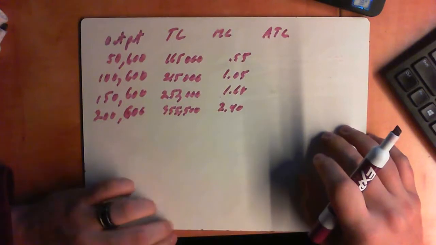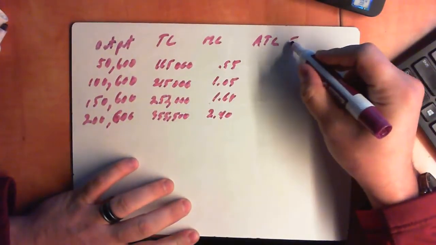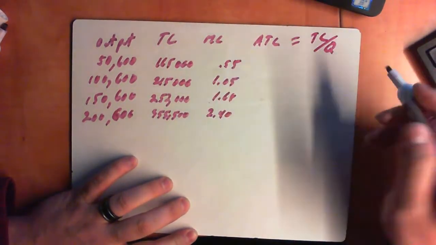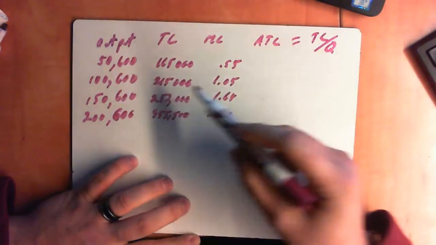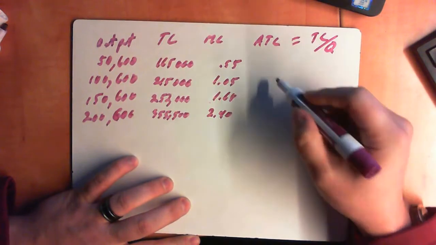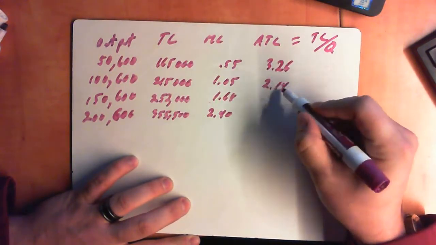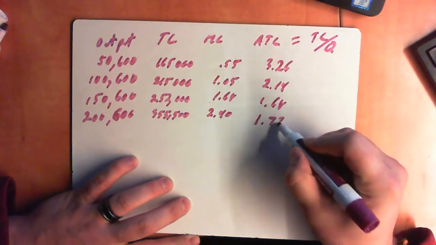Now to determine the average total cost, it's just dividing the total cost by output. So again, average total cost is simply taking your total cost divided by your quantity, or output in this case. So your average total cost here would be 165,000 divided by 50,600, which gives you $3.26. Continuing down, it's $2.14, $1.68, and $1.77.